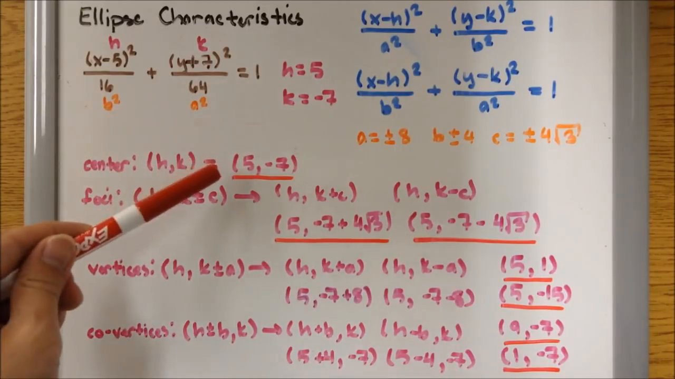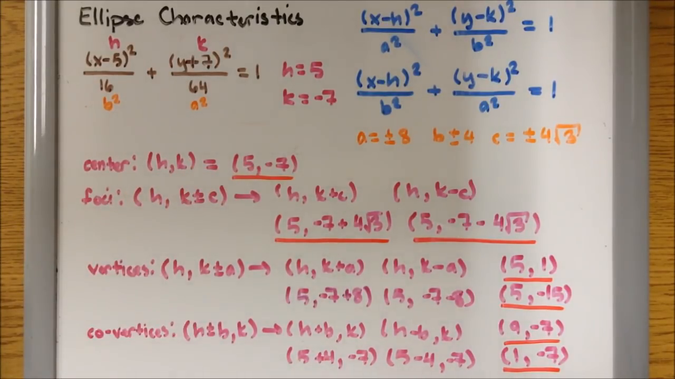Alright, so here's our center, 5, comma, negative 7. Our foci is 5, comma, negative 7 plus 4 square root of 3, and 5, comma, negative 7 minus 4 square root of 3. Our vertex points are 5, comma, 1, and 5, comma, negative 15. And then our 2 co-vertex points are 9, comma, negative 7, and 1, comma, negative 7.